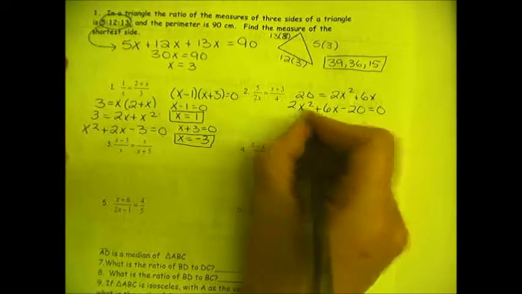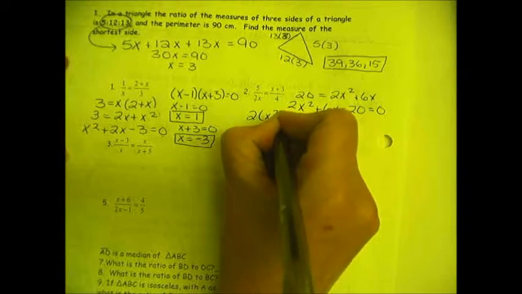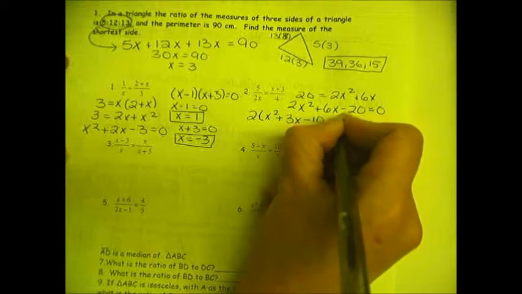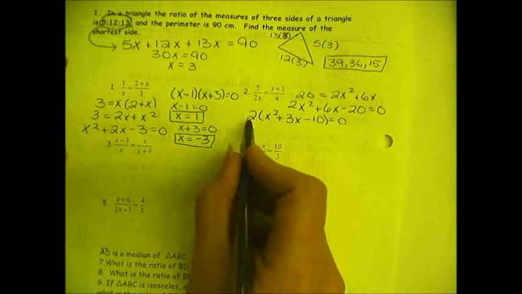When you are factoring, what's the first thing you always do in factoring? Yes, pull out a GCF. So our GCF is 2, and it's going to be much easier if we pull out that 2. x squared plus 3x minus 10 equals 0.